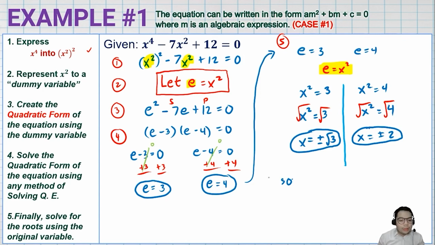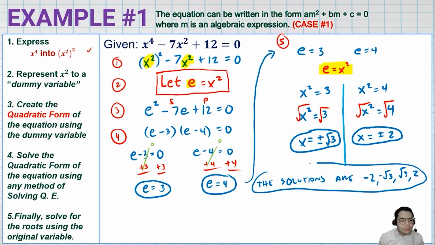So, the solutions are, let's arrange them from least to greatest, pinakamababa. So, the lowest there is negative 2, then negative square root of 3, then positive square root of 3, and positive 2. So, those are your solutions.